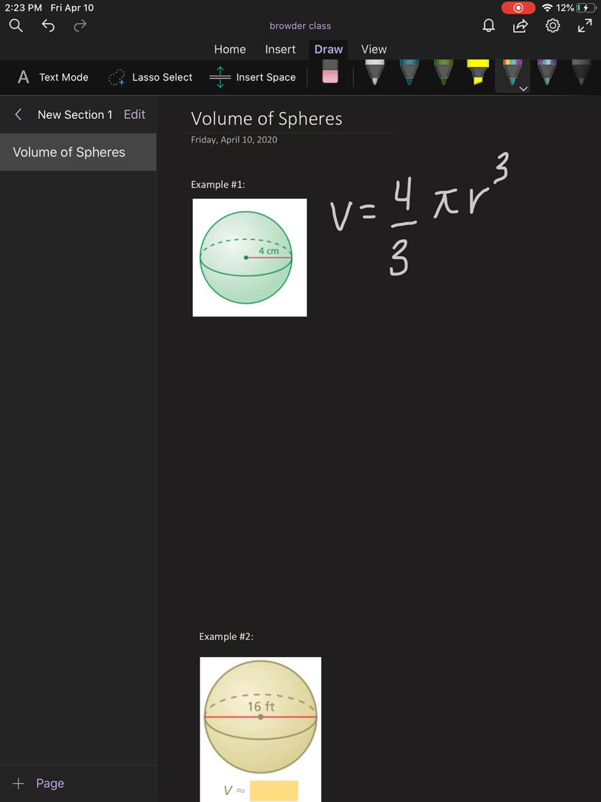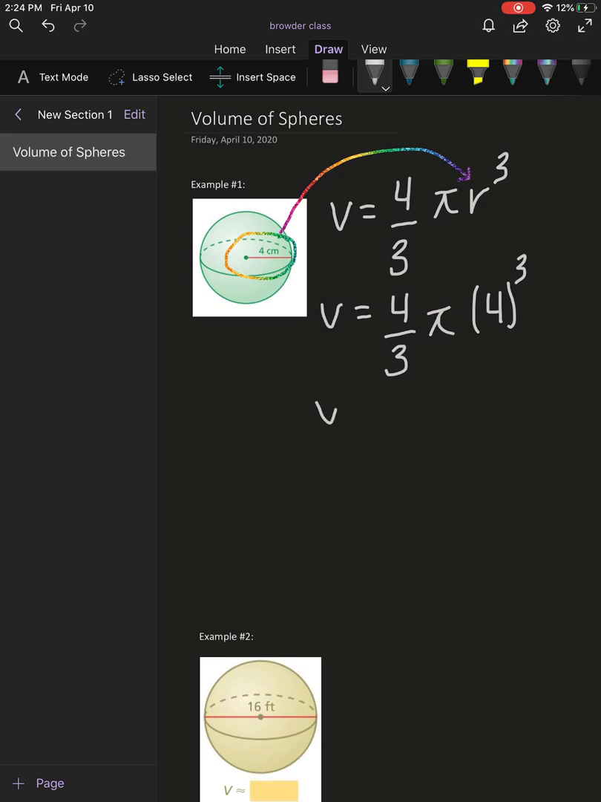Over here we have our first example, and we can see that we are given a radius of 4 centimeters. So we're going to take this right here and plug it in for r. So I'm going to rewrite our equation. V is equal to 4/3 pi, and I'm going to plug in 4 cubed. Okay, now that I have this, we're going to start to plug into our calculator.